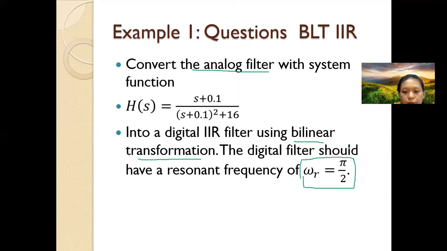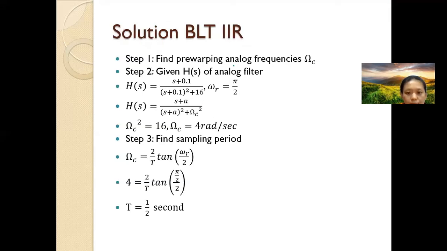Okay, first step, we have to find the omega c, the pre-warping analog frequency. Second step, we have to find H(s). For this question, they already gave our analog filter transfer function, which means our H(s) equals to (s plus 0.1) divided by ((s plus 0.1) square plus 16). And the question also gave the resonant frequency for the digital filter, omega r, equal to pi divided by 2.